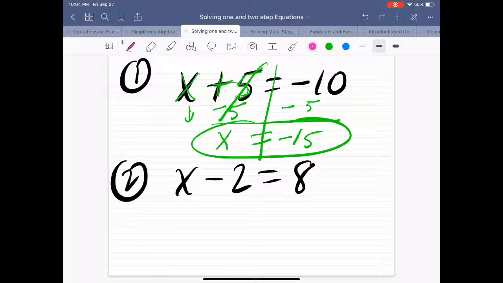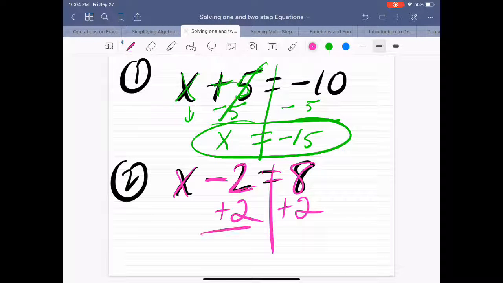In example 2, you have x minus 2 equals 8. So let's isolate the x, or let's get the x by itself. The opposite of minus 2 is plus 2. Make sure you do it on both sides. x equals 10.